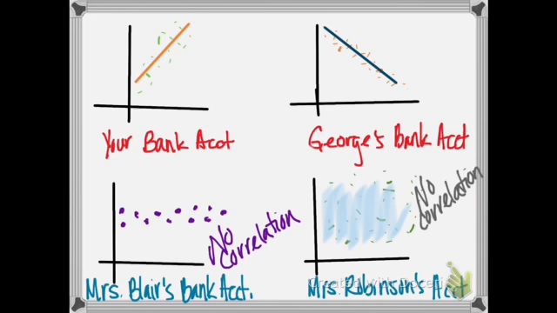Alright, so correlation just means your scatter plot has a definite shape. That's all it's talking about.